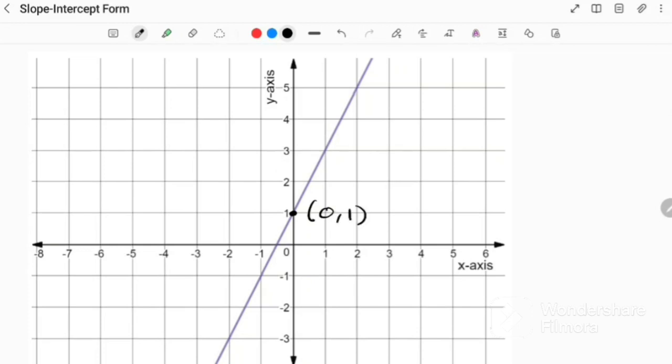And I could pick any other point. I'm going to go ahead and pick this one. And this is, the x is 2 and the y is 5. Let's call this point 1 and point 2. Now the slope-intercept form is y is equal to mx plus b. We need to find m first.